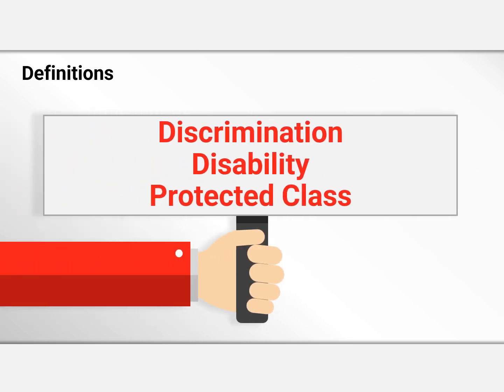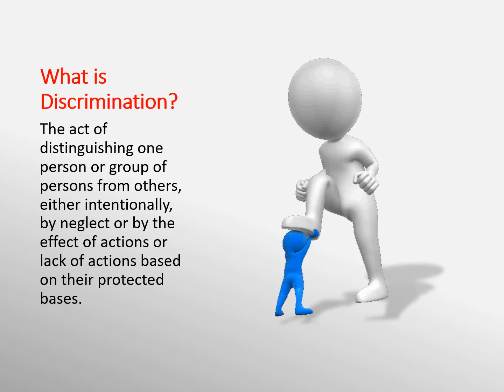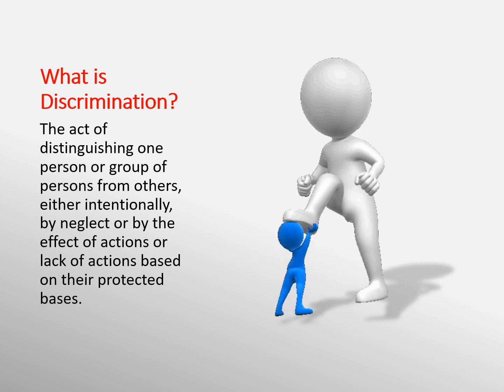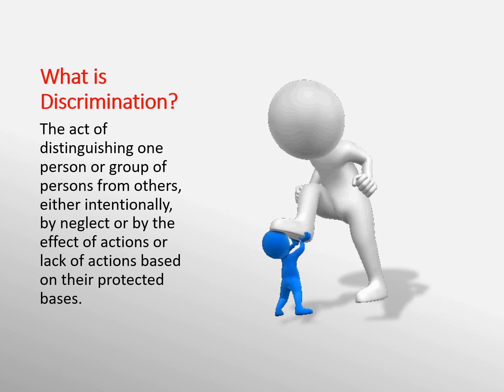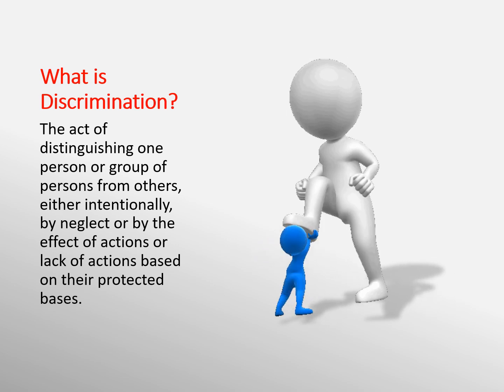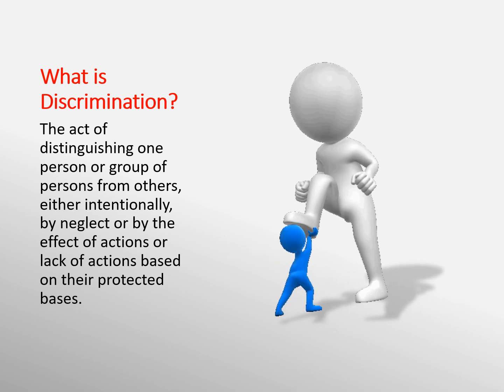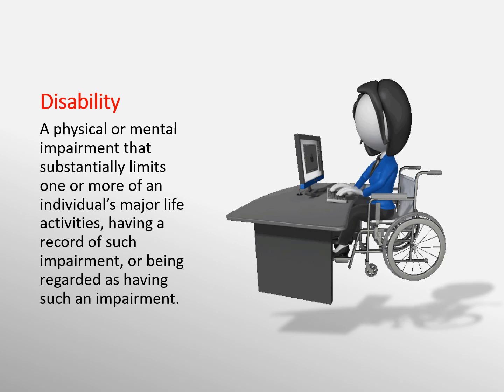What is discrimination, disability, and protected class? What is discrimination? Discrimination is the act of distinguishing one person or group of persons from others, either intentionally, by neglect, or by the effect of actions or lack of actions based on their protected class. A disability is a physical or mental impairment that substantially limits one or more of an individual's major life activities, having a record of such impairment or being regarded as having such an impairment.